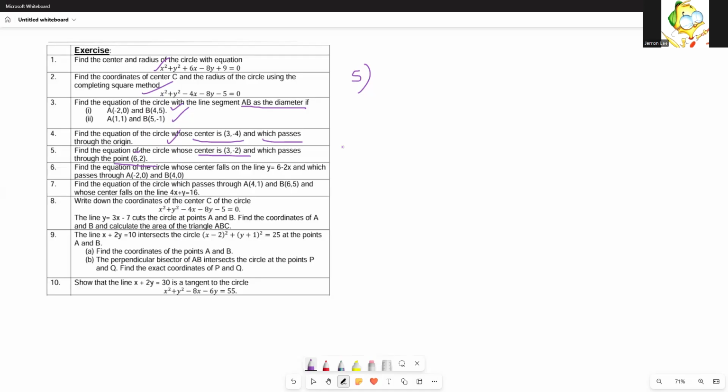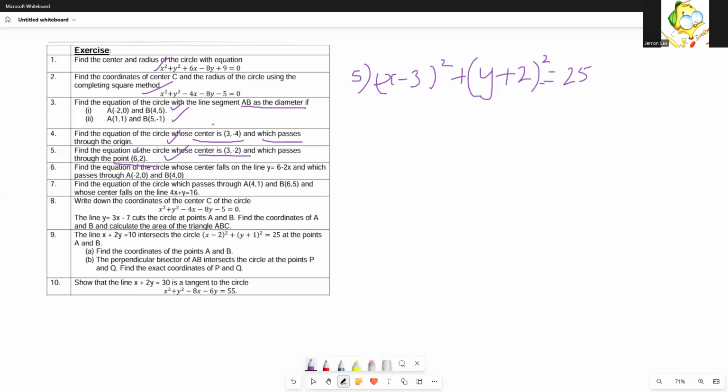The answer is pretty similar to question number 4. So you can work it out. You will notice that it's supposed to be (x - 3)^2 plus (y + 2)^2, and the r squared in this case is 25. So you will do that on your own. I trust that you can do that. This is question number 5. Pretty okay, everybody? So now let's go for question number 6.